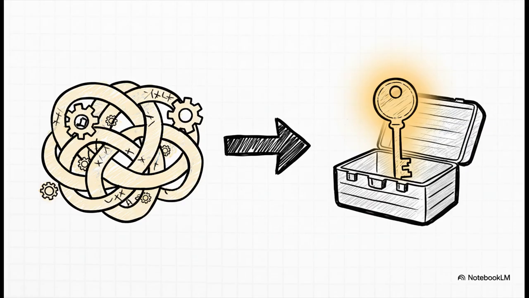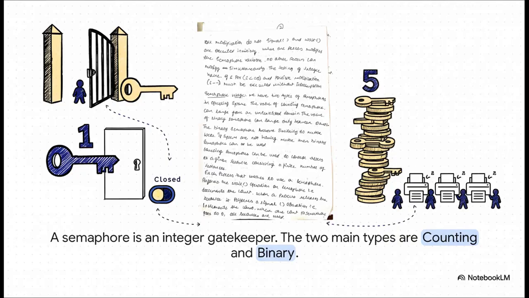All right, so we've got the problem, and we've got the rules for what a good solution looks like. So how do we actually build something that follows these rules? Well, let's start with one of the oldest, most fundamental tools in the programmer's toolbox, the semaphore. So what on earth is a semaphore? At its core, it's really just a special integer that acts as a gatekeeper.